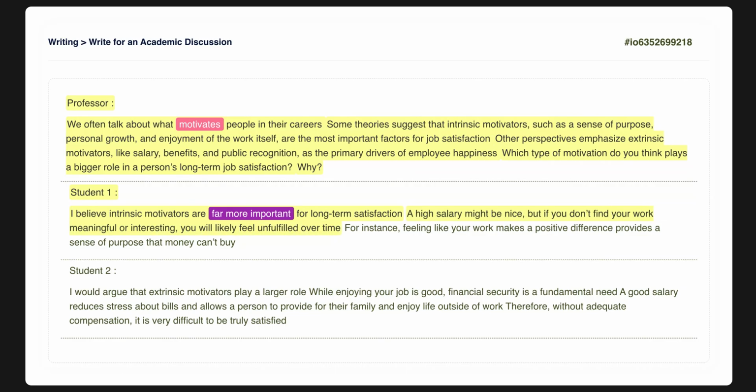The student uses the word unfulfilled to describe the empty feeling someone gets when they have money but no passion for their daily tasks. For instance, feeling like your work makes a positive difference provides a sense of purpose that money can't buy. By mentioning a sense of purpose, the student highlights a reward that is purely emotional and psychological, reinforcing the argument for intrinsic motivation.